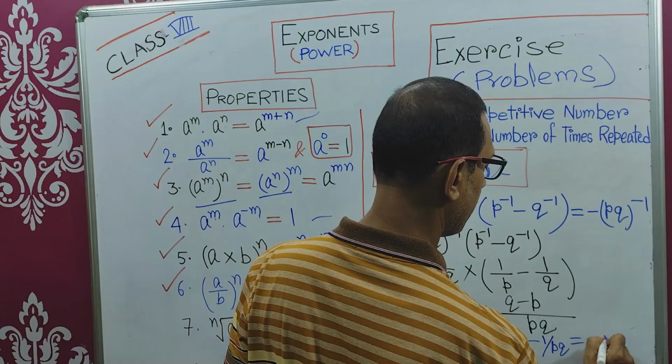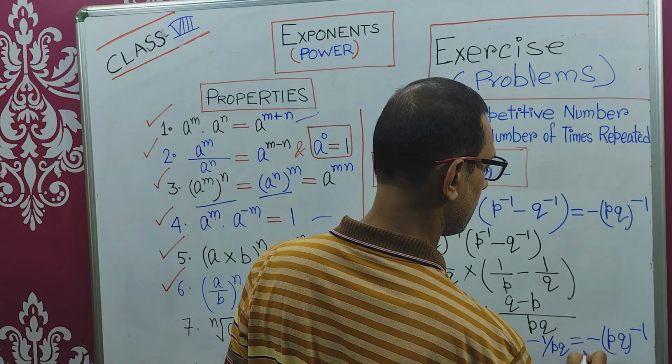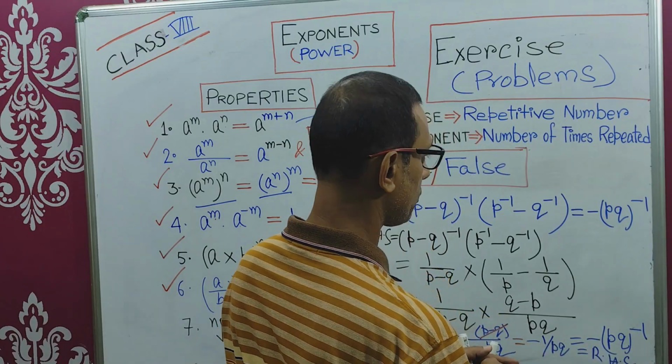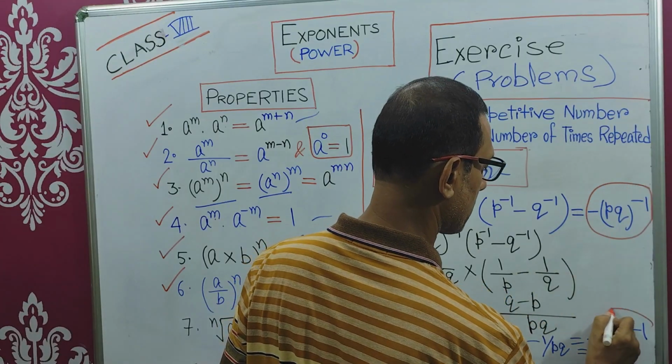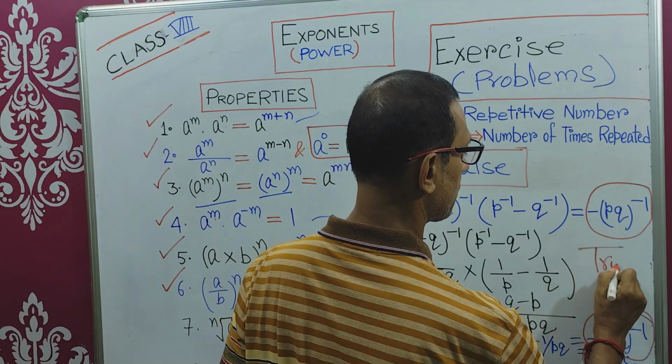So pq, if you change the power, you can write minus (pq) whole to the power minus 1, that is equal to the right hand side. This is your right hand side, minus (pq) whole to the power minus 1, that means it's a true statement.